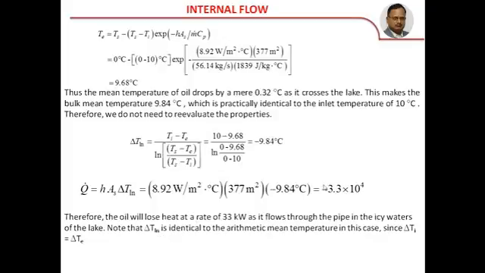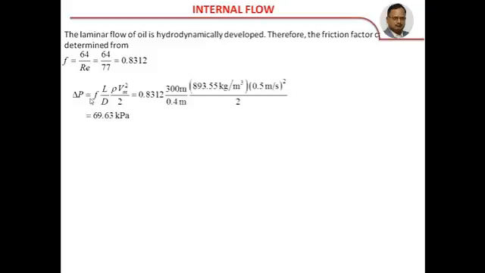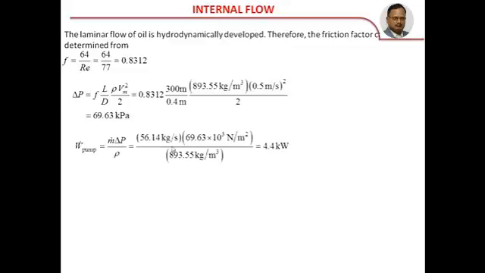So therefore, logarithmic mean temperature, which we will come to know in the chapter on heat exchangers, (Ti minus Te) by logarithm of (Ts minus Te) by (Ts minus Ti), is coming around 9.84 degrees centigrade, and Q equal to h into surface area into logarithmic mean temperature equal to minus 3.3 into 10 power 4. So therefore, this much amount of heat the oil will lose, and the logarithmic temperature difference is identically equal to the arithmetic mean temperature difference, because delta Ti is equal to delta Te, both are the same.